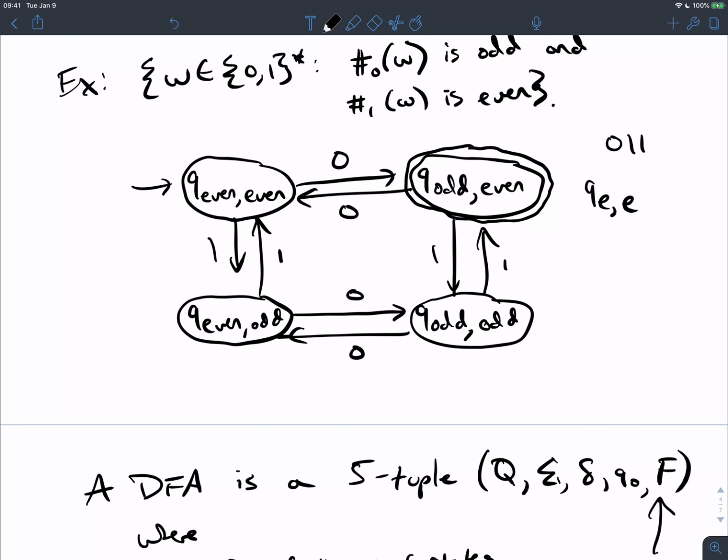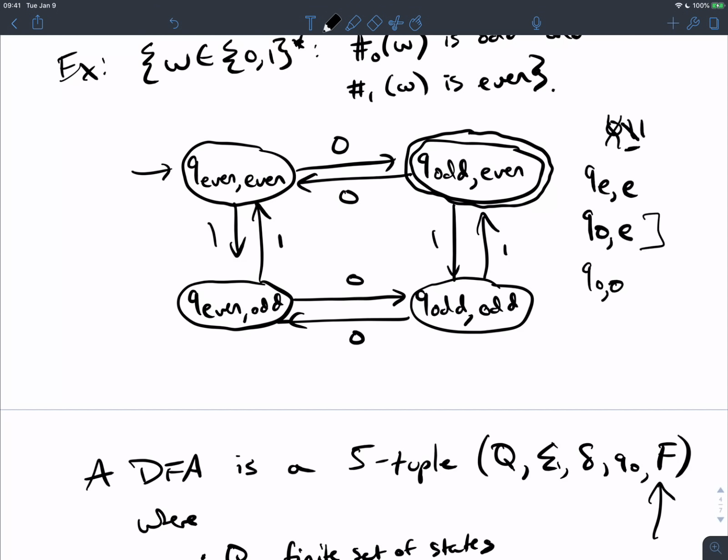Now what do I do? I look up in the transition function, and I see that the 0 took me over to odd, even. So the next state in the computation is the state that I landed in. Then I say, oh, I'm in odd, even right now. What should I do? I look at what character? At the 1. Since the 0, I'm not going to ever see that 0 again. So I look at the 1, and then I say, oh, now I'm going to go down to odd, odd. Q odd, odd.